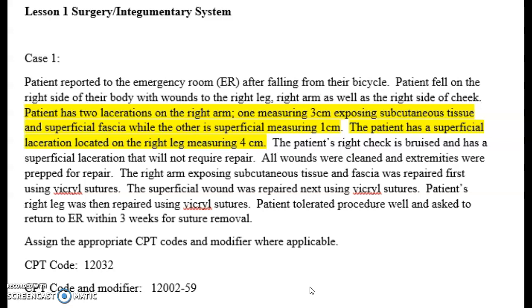If we look at our coding guidelines under repair, the difference between determining what is a simple repair versus intermediate versus complex is that the simple repair tells us that the wound is superficial, so it only involves the epidermis or dermis or some of the subcutaneous tissue, whereas an intermediate repair would include repairs that go down to the fascia. So we know here that we have a simple repair and we have an intermediate repair.